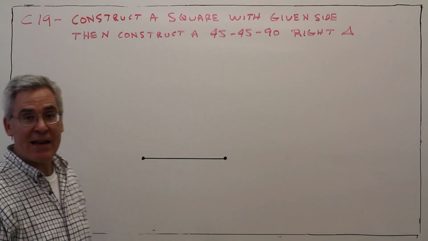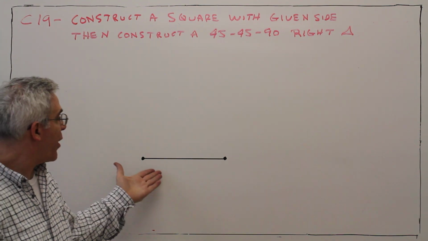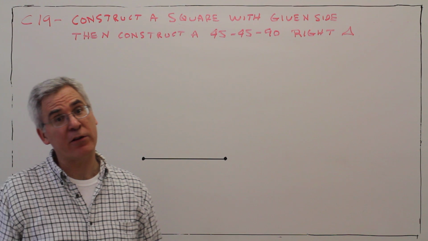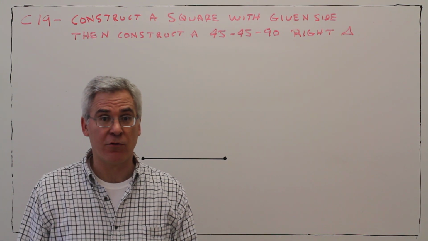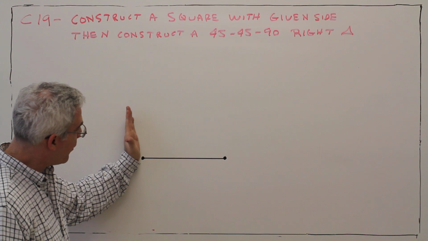This is video C19. We're going to do two things. First, construct a square with this given side. Second, we're going to construct a 45, 45, 90 right triangle. All right, so the square is going to have a perpendicular segment here.